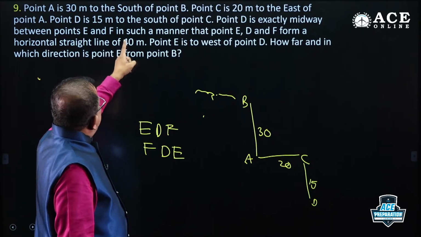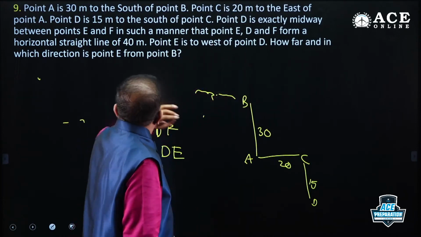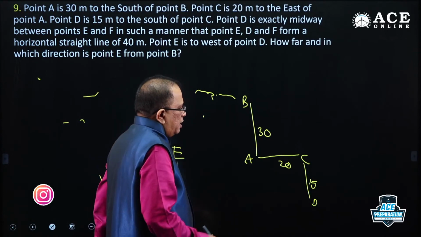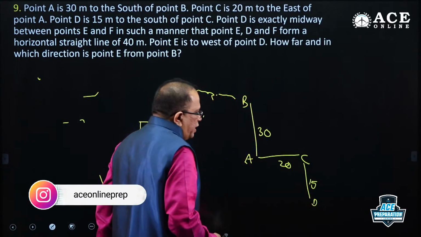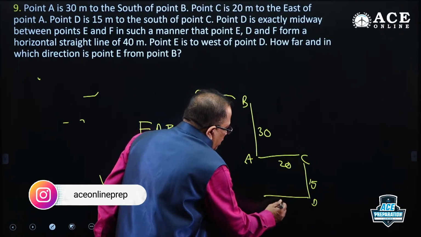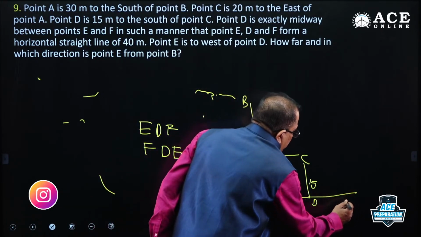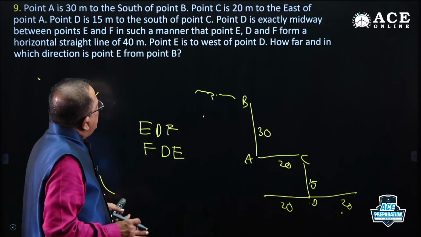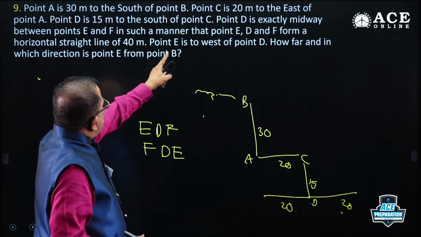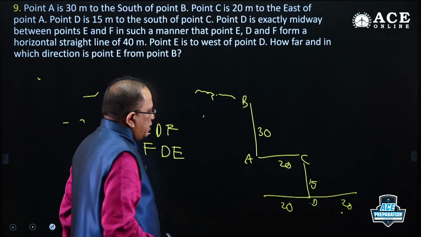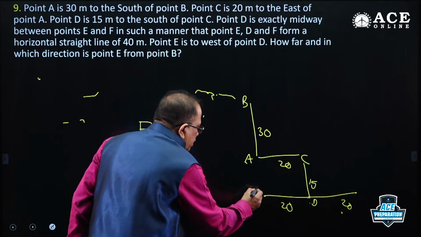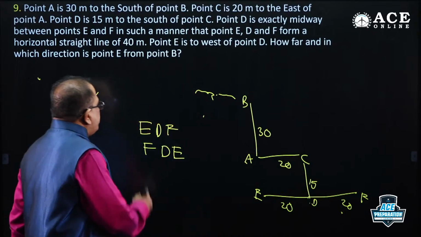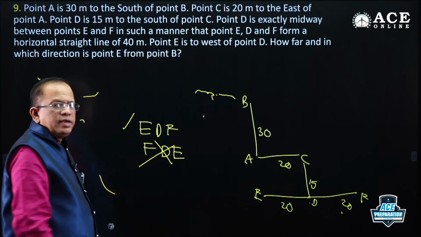So between E and F in such a manner that points E, D, F form a horizontal straight line of 40 meters. D is in the middle, total length is 40, that means this should be 20 and this should be 20. 20 plus 20, 40, D is exactly in the middle. Now, point E is to the west of point D. D is here, west is here, E must be here. If E is here, F must be here. So it is EDF that is confirmed, it is not FDE.